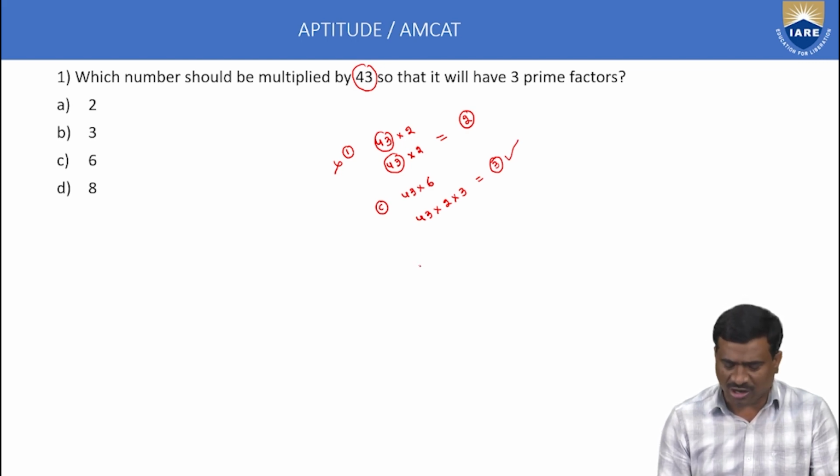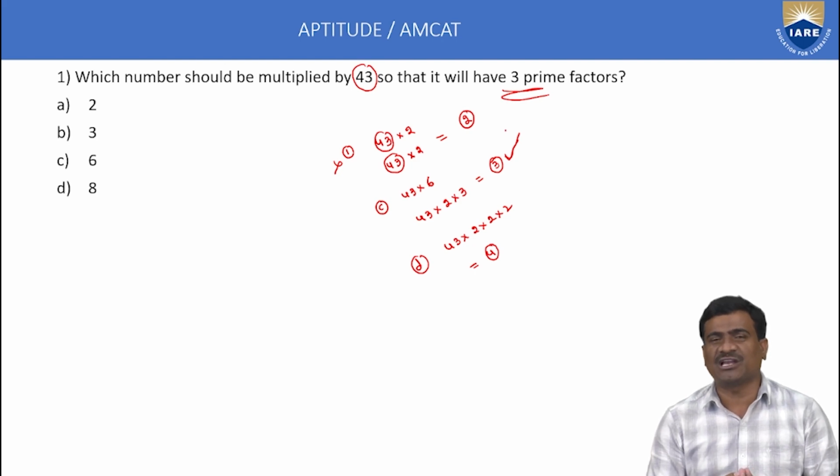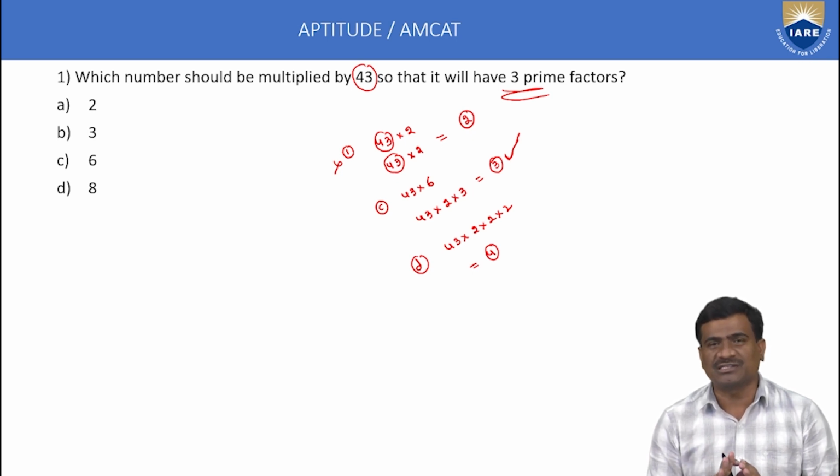Similarly, option D, 43 into 8. 8 converts into prime factors: 8 means 2 cube, 2 into 2 into 2. The total number of prime factors is 4. But we want only 3 prime factors. So answer C only is correct. This is about the first example. This question belongs to the properties of numbers concept using simplification.